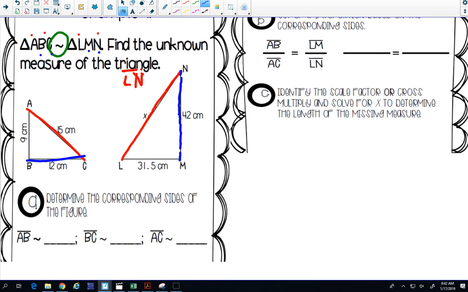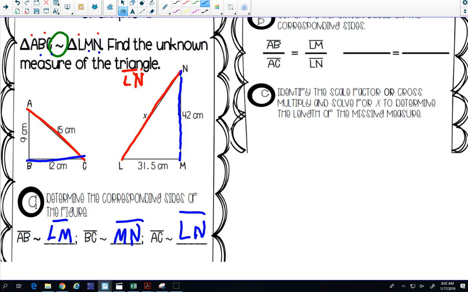So we're looking at the corresponding sides. AB goes with LM. And BC, we already know, BC goes with MN. And then AC, which is the one that contains the variable, AC goes with LN. Okay, so just a review of the corresponding sides. But we're not using them all. We're using AC and BC.